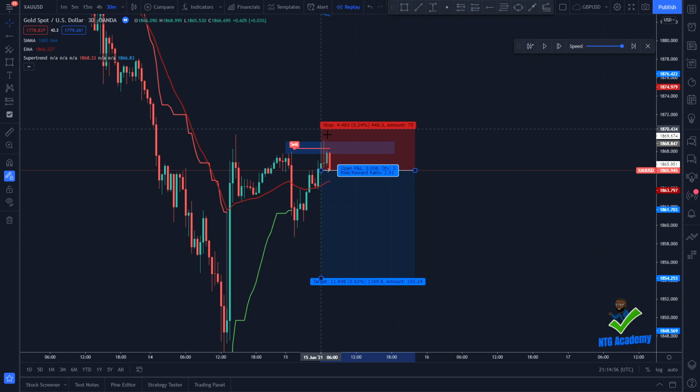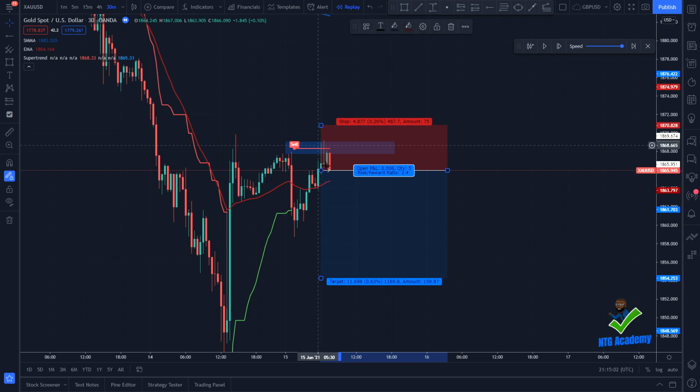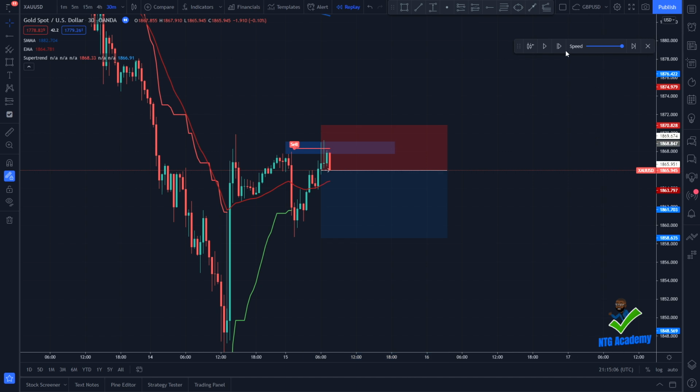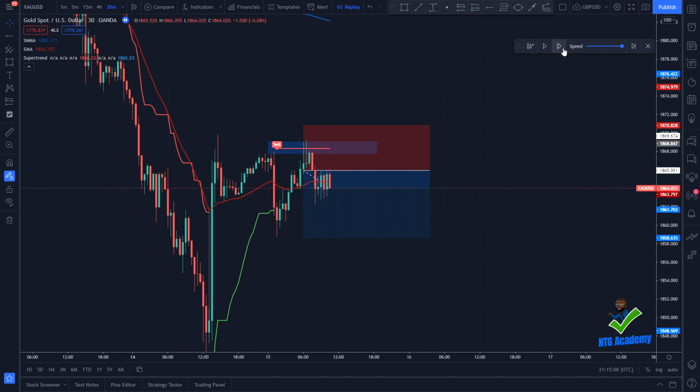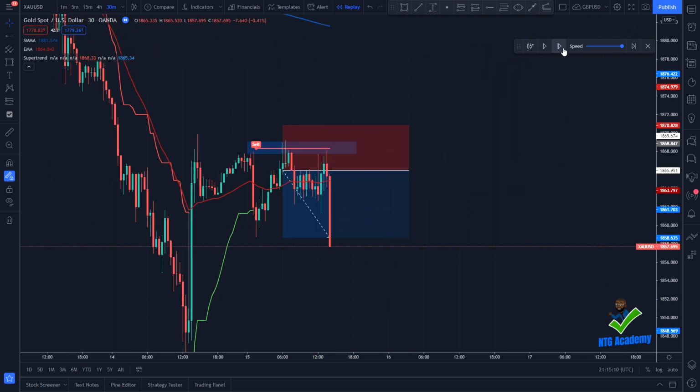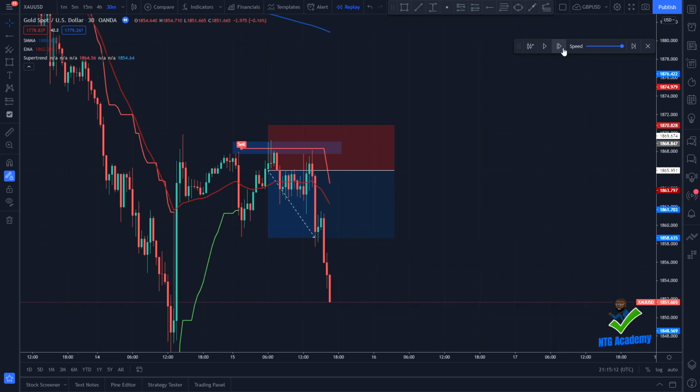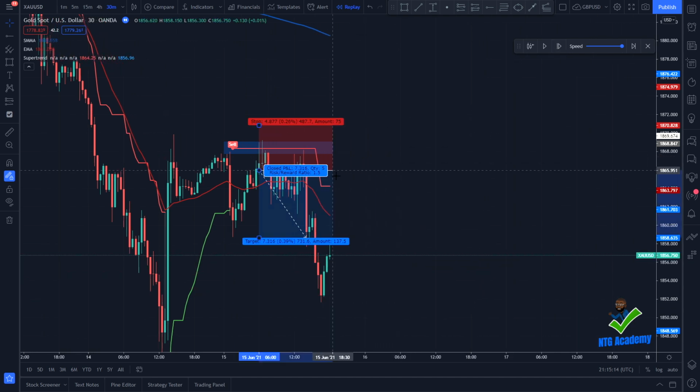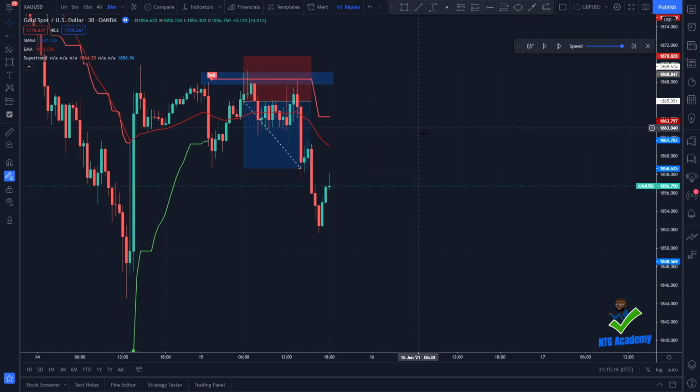Cool. So this is a little bit of a lower stop loss there. Let's keep it on average on the 50. 1 to 1.5. See what happens. Okay, and we hit TP. Beautiful. Now let's see if we can get into another trade.